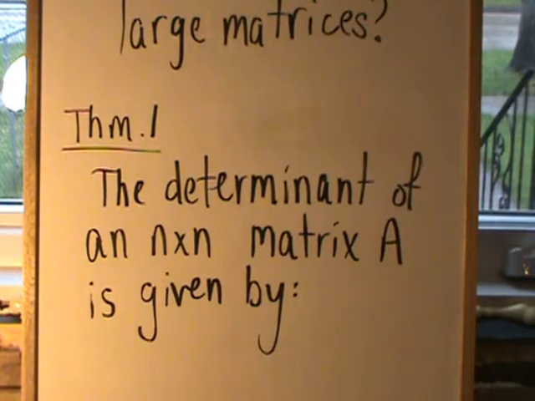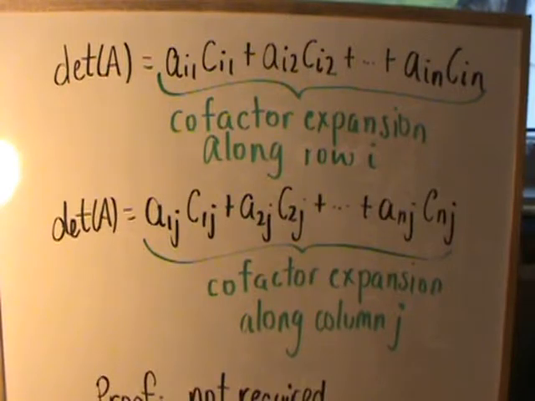And there are two formulas that I want you to copy down. The first formula we're going to use is called the cofactor expansion along row i. And that's given here as this first equation. So we have that the determinant is equal to a_i1 times the cofactor c_i1, plus the entry a_i2 times the cofactor c_i2. And we keep doing this until we get to the entry a_in and multiply it by the corresponding cofactor.